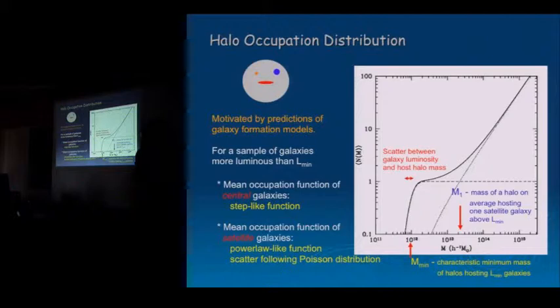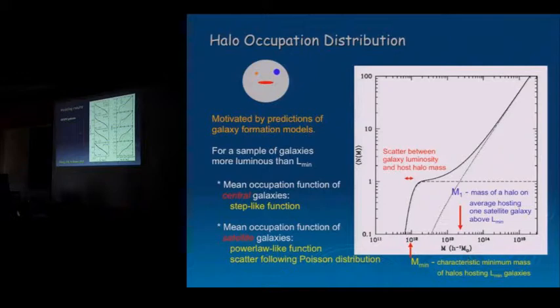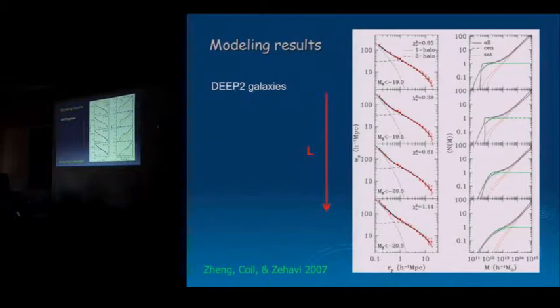Now let me apply this to the DEEP2 galaxies at redshift 1, and here I show the modeling result. On the left panels, you can see the data points in red and the fit in black curves, and I decompose the fit into one halo term and two halo terms. On the right-hand side is the inferred mean occupation function of galaxies. Yes? No, you have a free power-law index.